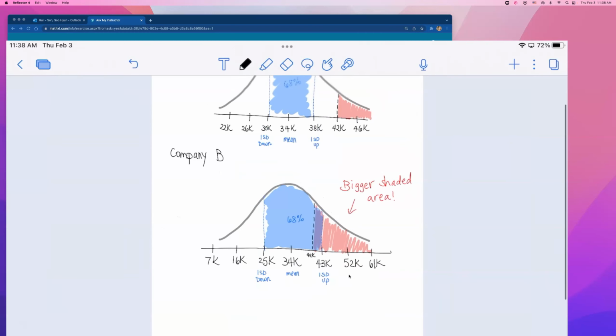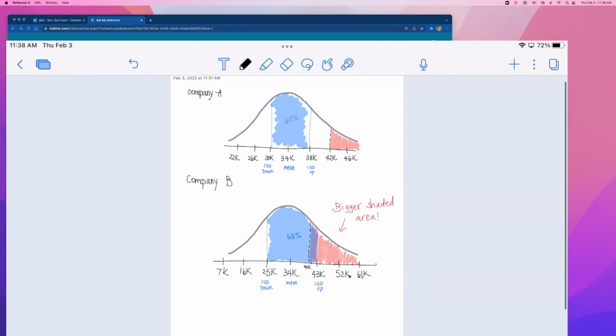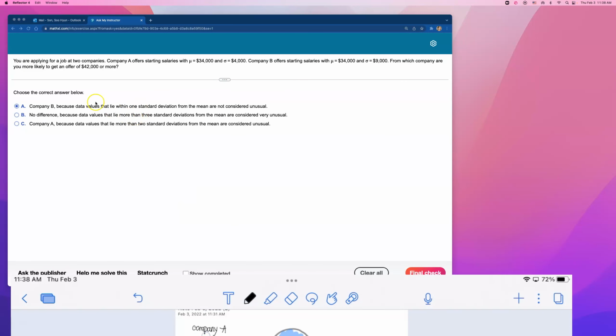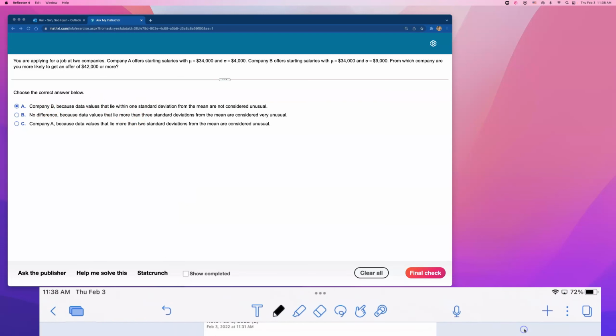So that's, you know what? I like their reason very much. So for that reason, oh, this was a good question. Company B definitely is where you will more likely get an offer of $42,000 or more.